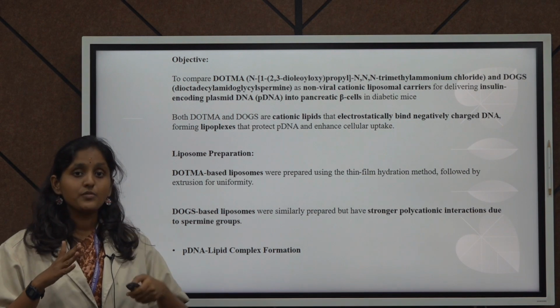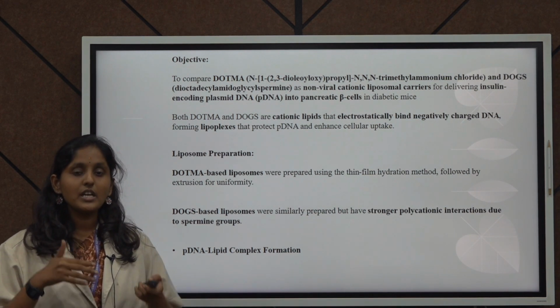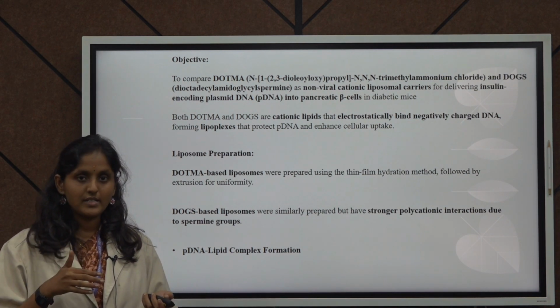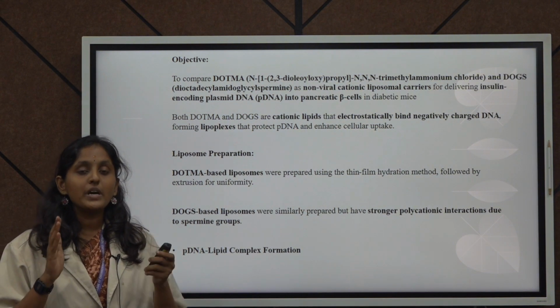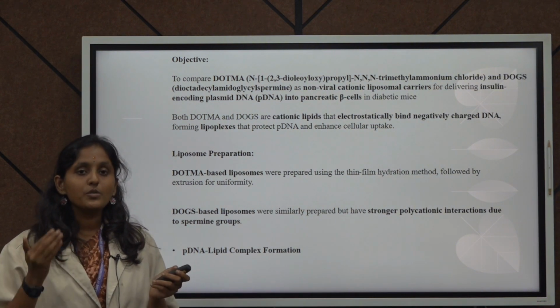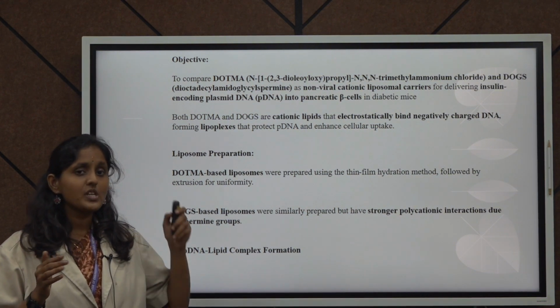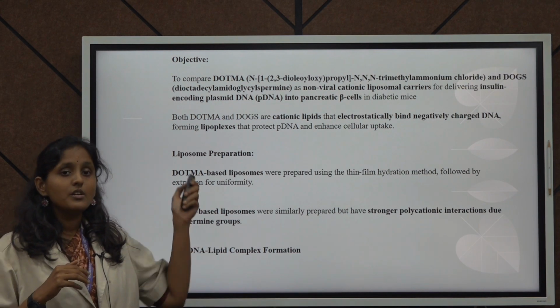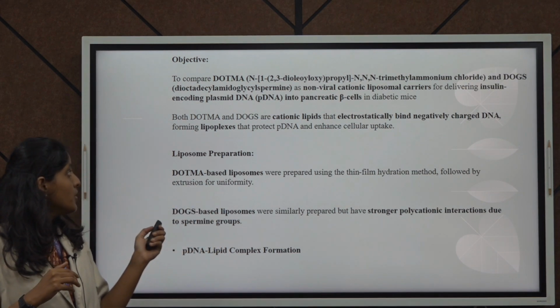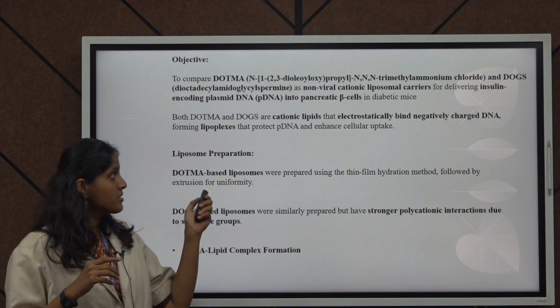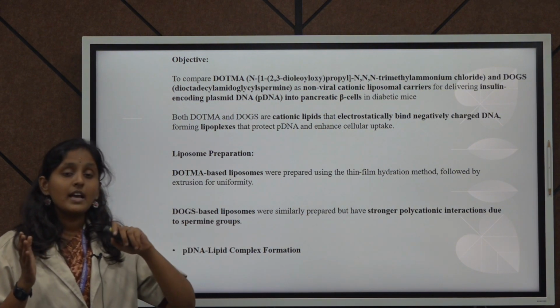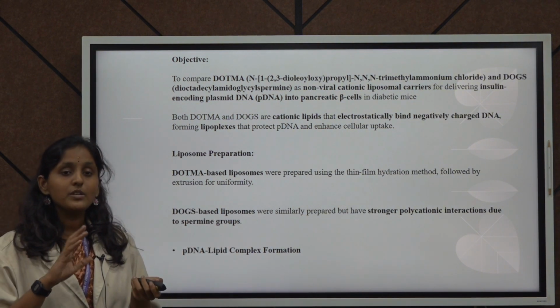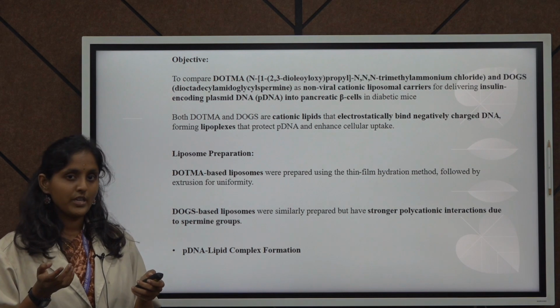For the same case, for delivering insulin related gene into a diabetic mice in the pancreatic cell, we are going to compare which polymer is going to work best on this. So the polymer chosen are DOTMA and DOGS. These DOTMA and DOGS are cationic lipids, and they are going to electrostatically bind to the plasmid DNA molecule that we are going to introduce.